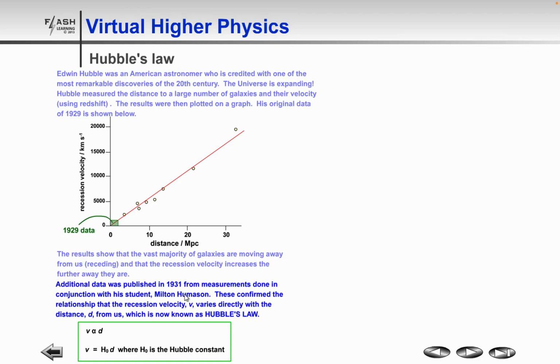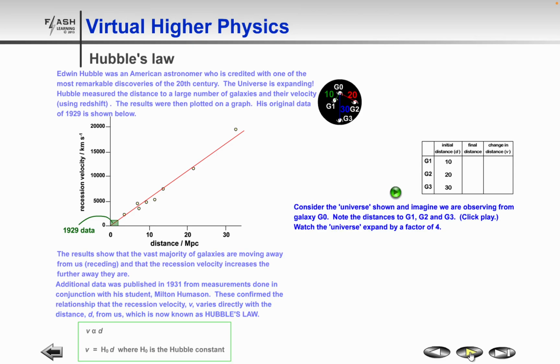In 1931, we got more data available, and we've added to that since as well. What we can show is that consistently we get much more obvious straight lines from that data, that the speed of recession is proportional to the distance the galaxies are away from us. And we call the constant of proportionality the Hubble constant. We'll discuss later the idea that we can measure that Hubble constant just now, which is what that zero there indicates. But we'll talk later on about how that might have changed over time.